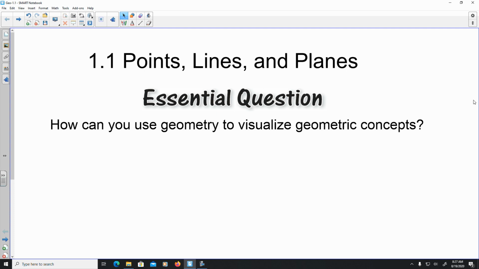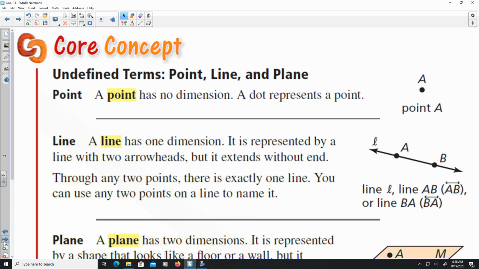So, in order for us to get a better understanding of what we're supposed to either create, construct, identify, we're going to take a look at these three terms to start our section: points, lines, and planes.